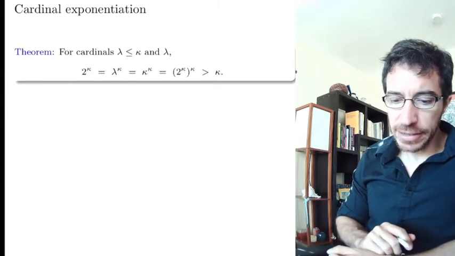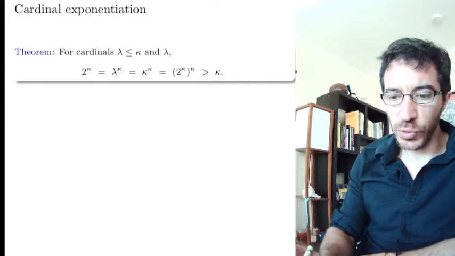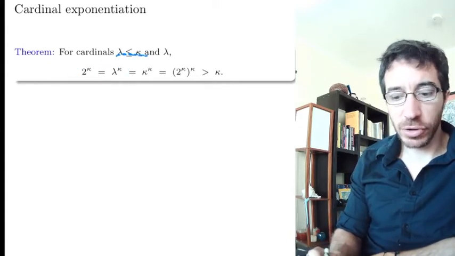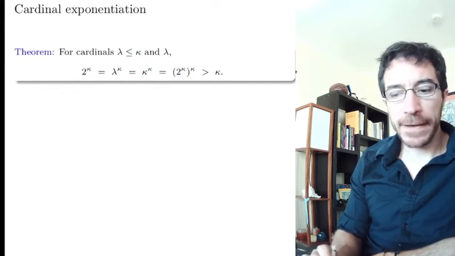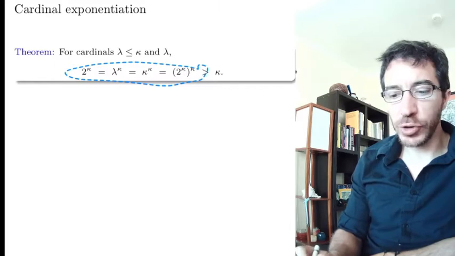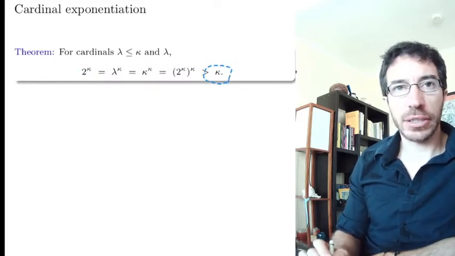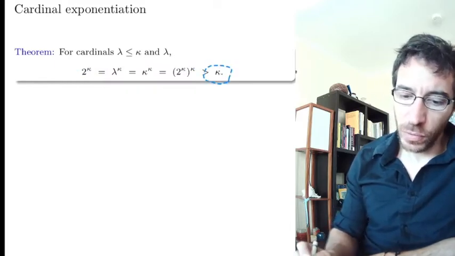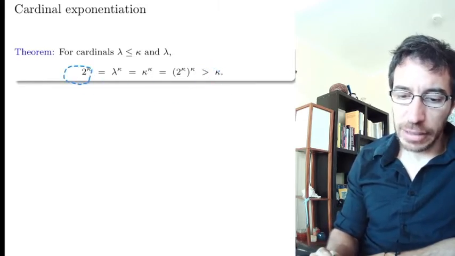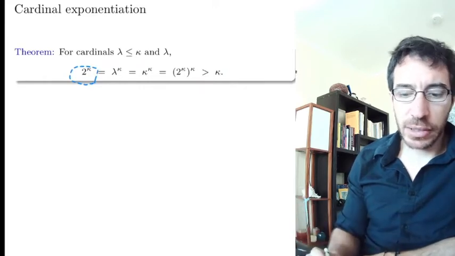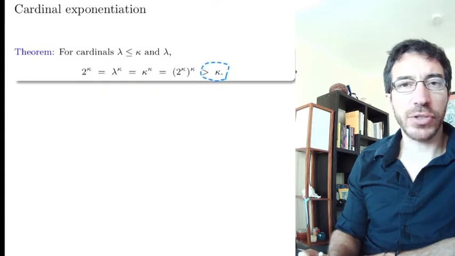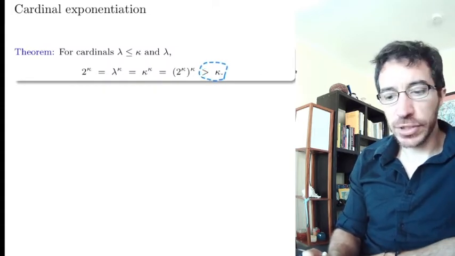This part behaves somewhat easily, and we claim the following: if you take 2 to the kappa, or lambda to the kappa for a lambda less than kappa, or kappa to the kappa, or 2 to the kappa to the kappa, you always get the same thing. And you get a cardinal that is strictly larger than kappa. Why is that? Well, the strictly larger we know, because 2 to the kappa, which is the same as the power set of kappa, has to be strictly larger than kappa. We proved that the power set is always larger than the set. So the larger we know.